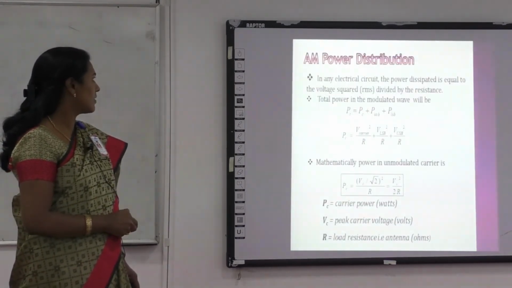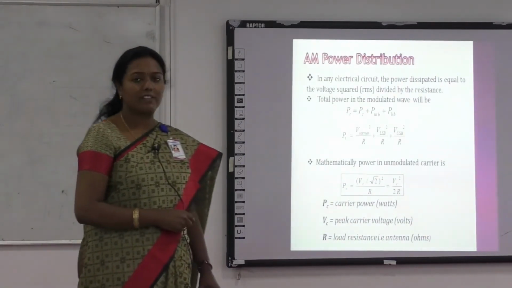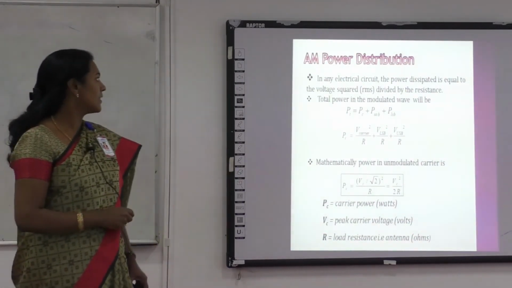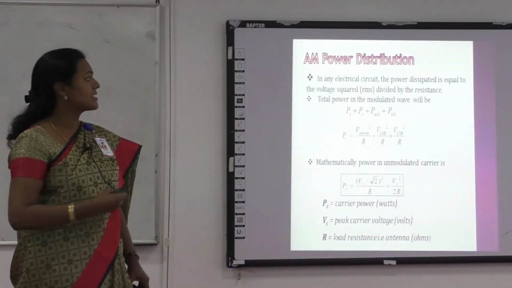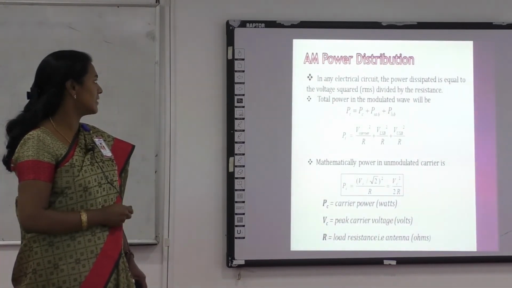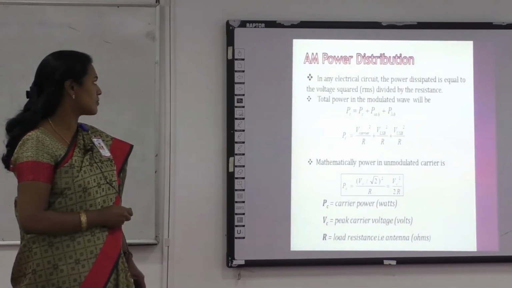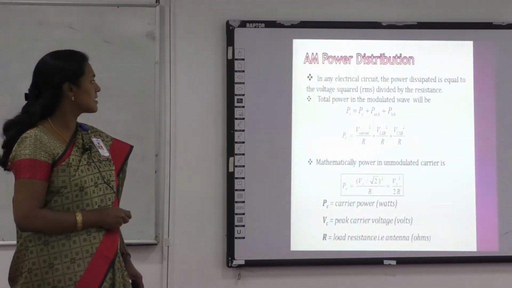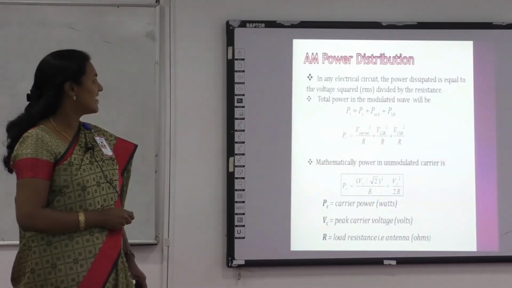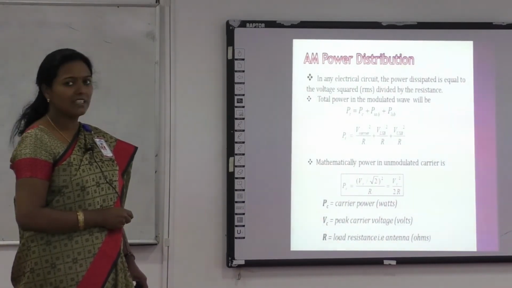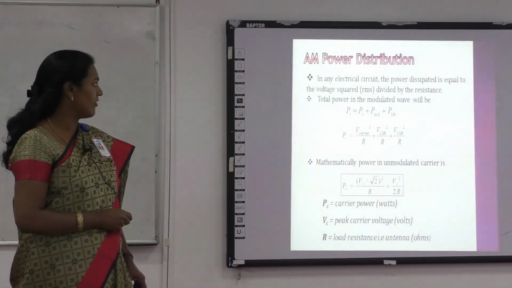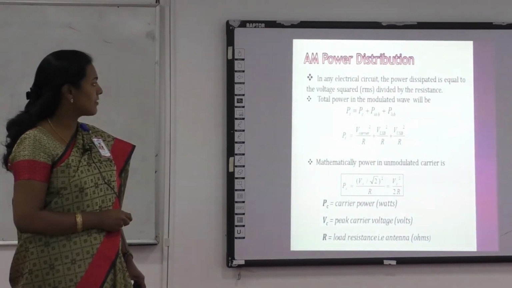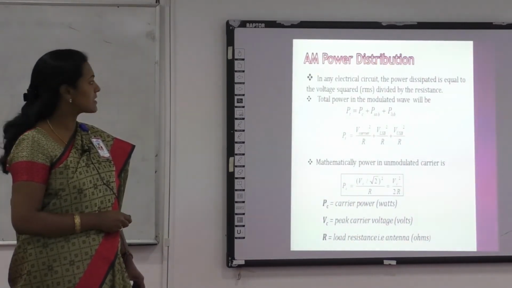Now, how will you find out the power which is distributed in the AM wave? That we can see. In any electrical circuit, if power is dissipated inside a resistor, it is actually represented using the RMS value. The total power of the modulated wave is equal to the sum of the carrier power and the sideband powers. So PT, the total power in the AM wave, is equal to the carrier power PC, plus the upper sideband power PUSB, plus the lower sideband power PLSB.